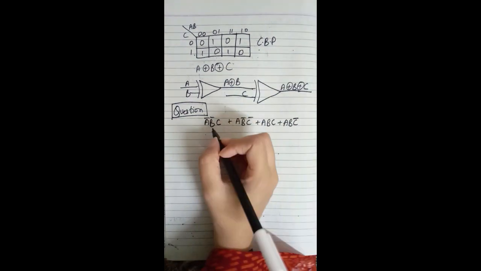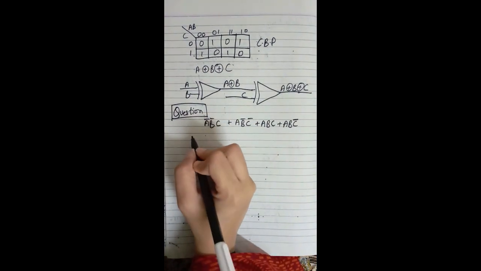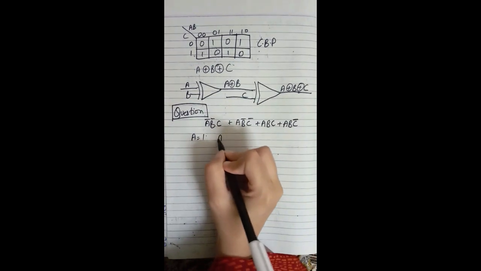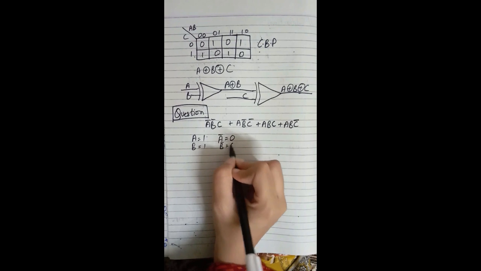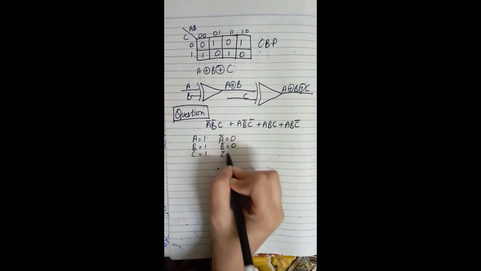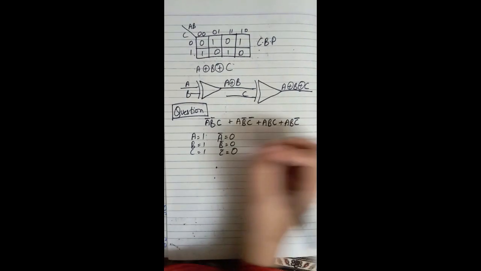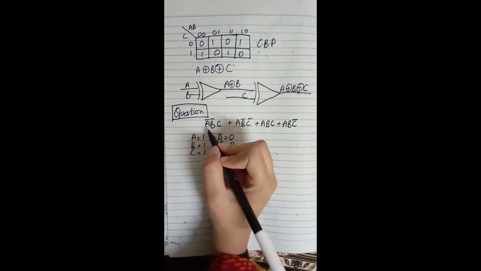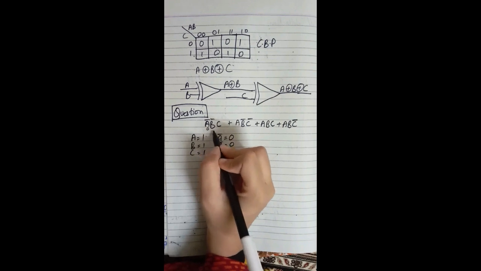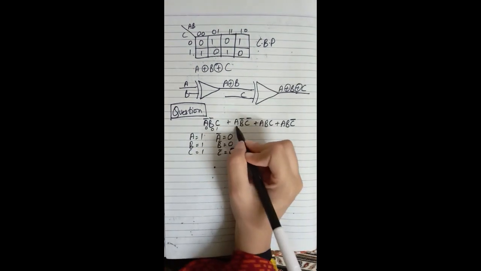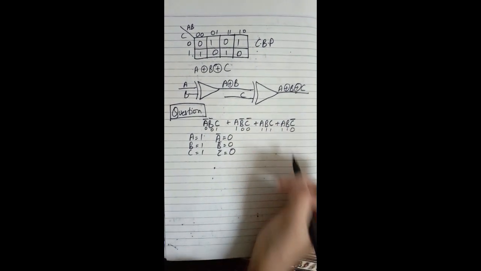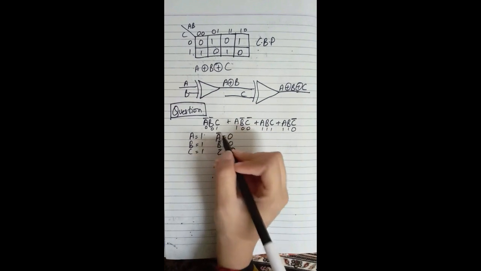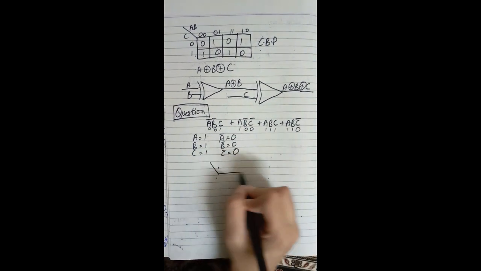We have A bar, B bar, C, which means that our A is equal to 1 and A bar is equal to 0. B is 1 and B bar is equal to 0. C is 1 and C bar is equal to 0. And for our easiness, we will write it as A bar is 0, B bar 0, C is 1, 1, 0, 0, 1, 1, 1, 1, 1, 0. Why we are writing these values? It will help us in our K-map.